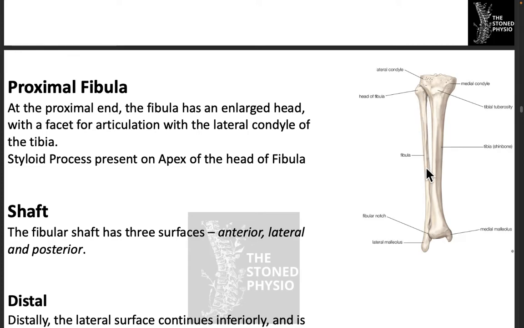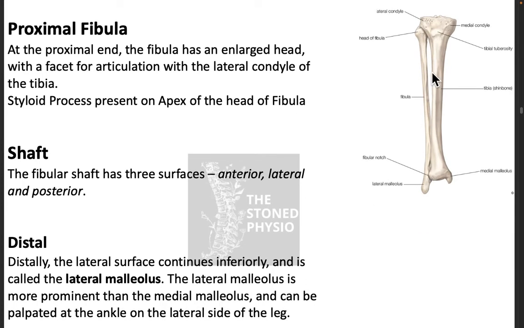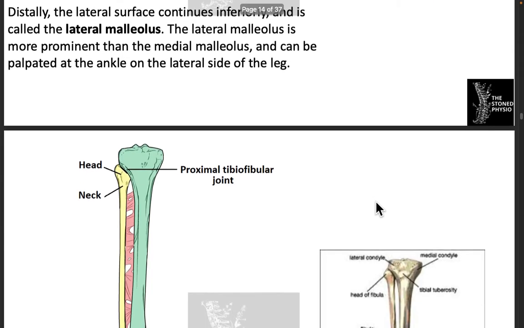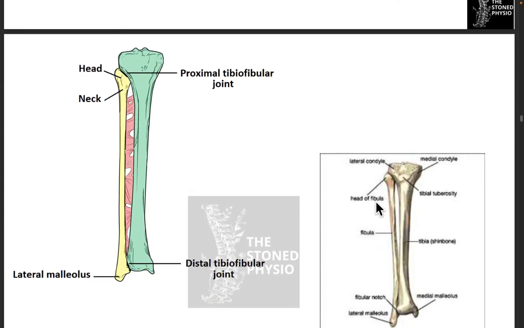ठीक है, then the shaft, it is more or less triangular in shape. ठीक है, we have got the anterior, lateral and the posterior borders. Anterior border, then the lateral border and the posterior border, and then we have got the distal part which makes the lateral malleolus. It is simple, ठीक है. यहाँ पे सिर्फ बेकार में एक के बाद एक slide में इतना कुछ लिखा हुआ है, but I think this is more or less simple.